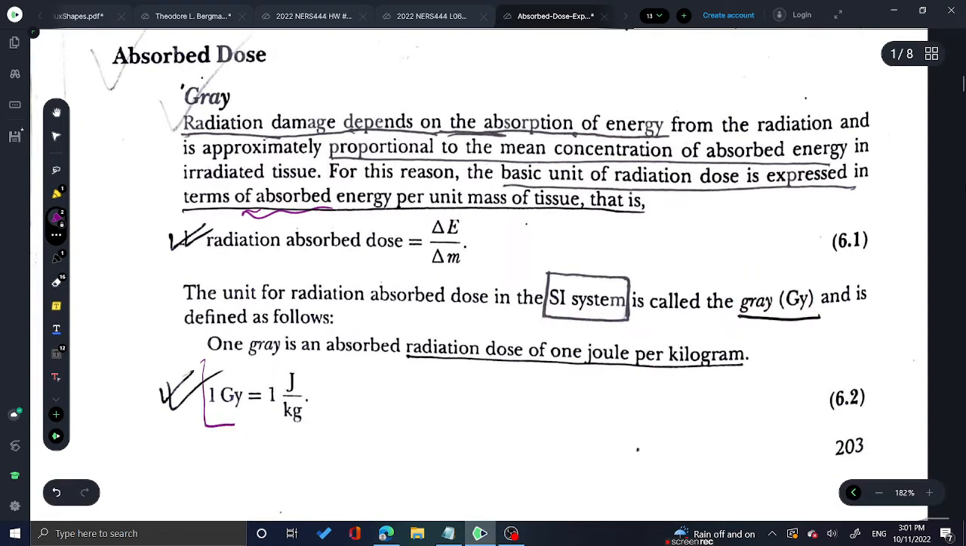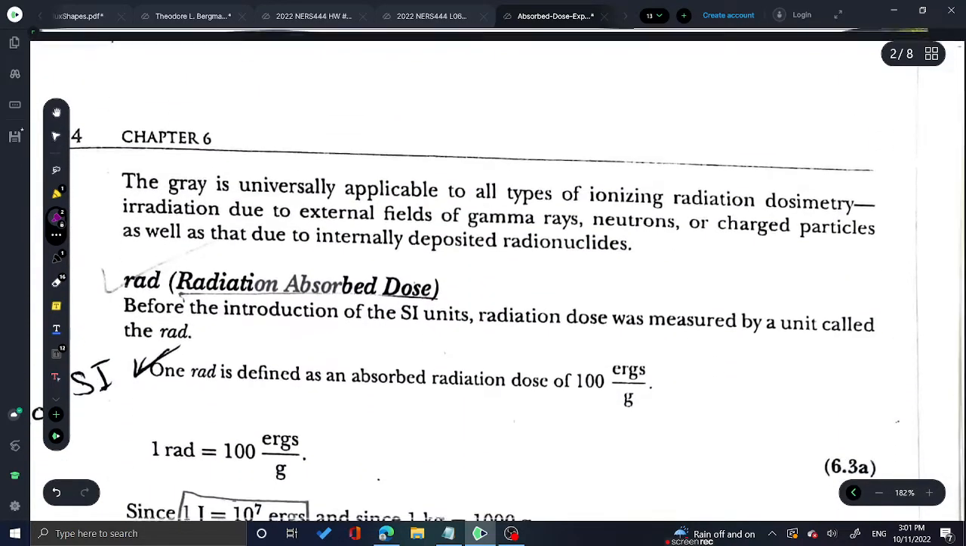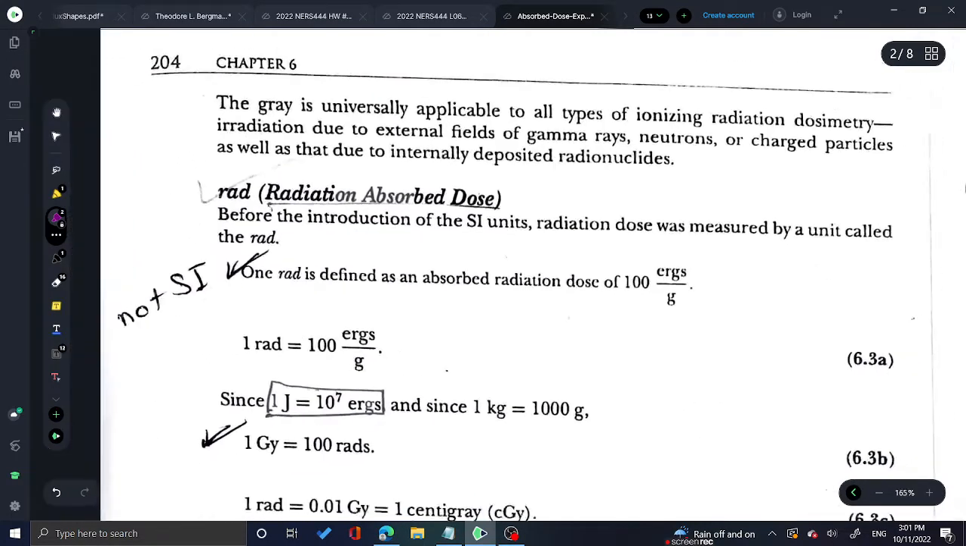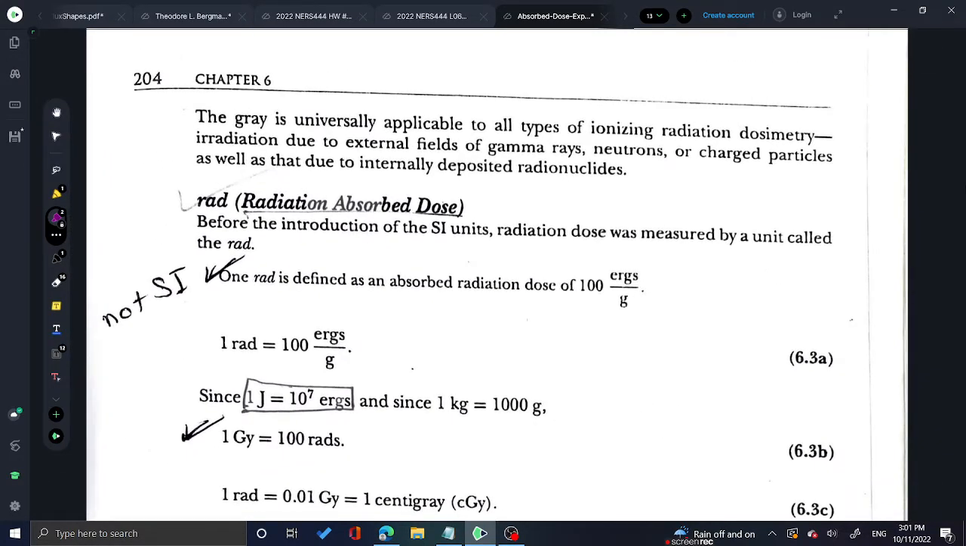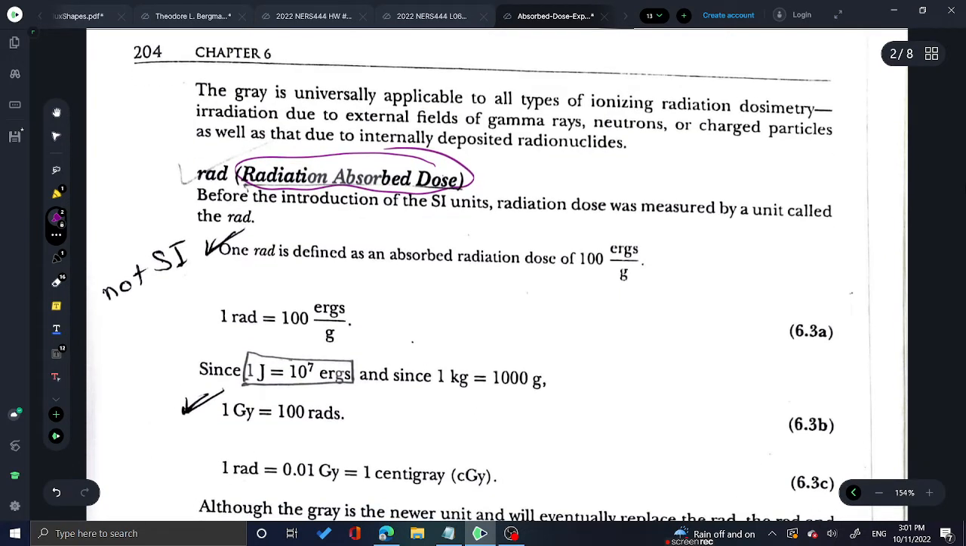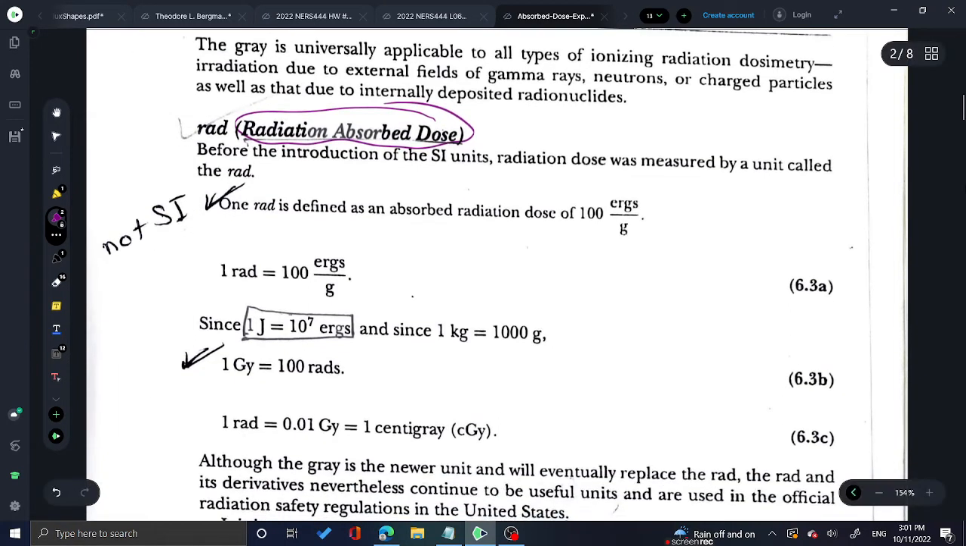And if you write this in terms of SI units, then 1 gray will be equal to 1 joule per kg. So 1 joule of energy absorbed per kg of mass of absorber, right? Now let's go to the next unit, which is rad. So what is the full form of rad? Rad is radiation absorbed dose. So this is basically the unit that was being used before the SI unit was established, and this unit can be defined as: 1 radiation absorbed dose, or 1 rad, is equal to 100 ergs per gram.